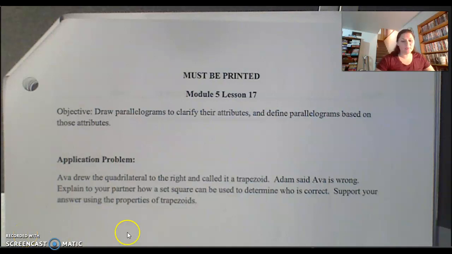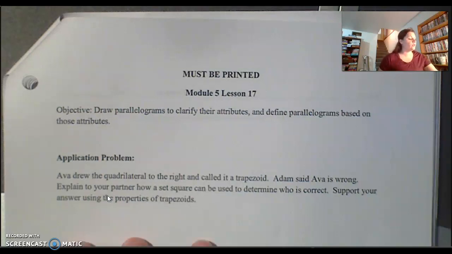Morning, guys. Today we will be working on Module 5, Lesson 17. Our objective is to draw parallelograms to clarify their attributes and define parallelograms based on those attributes. So just like we did in the previous lesson, we are drawing today.